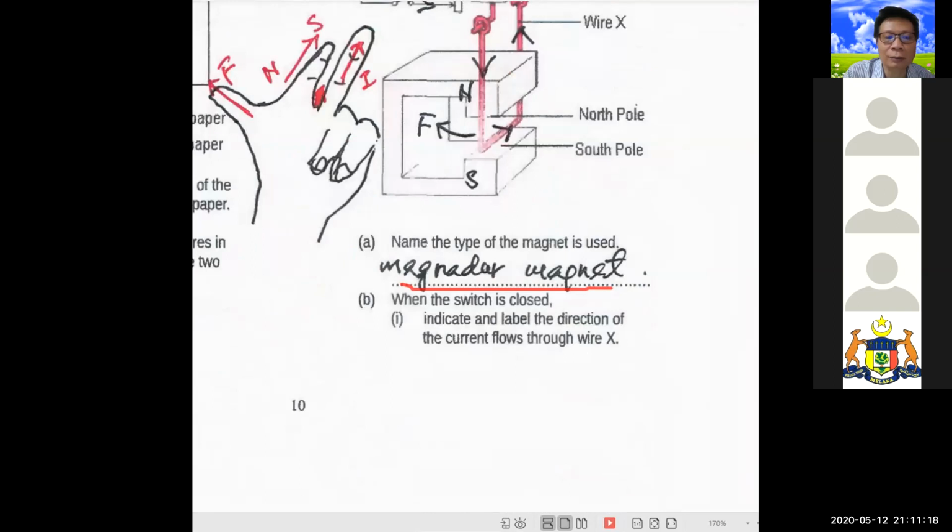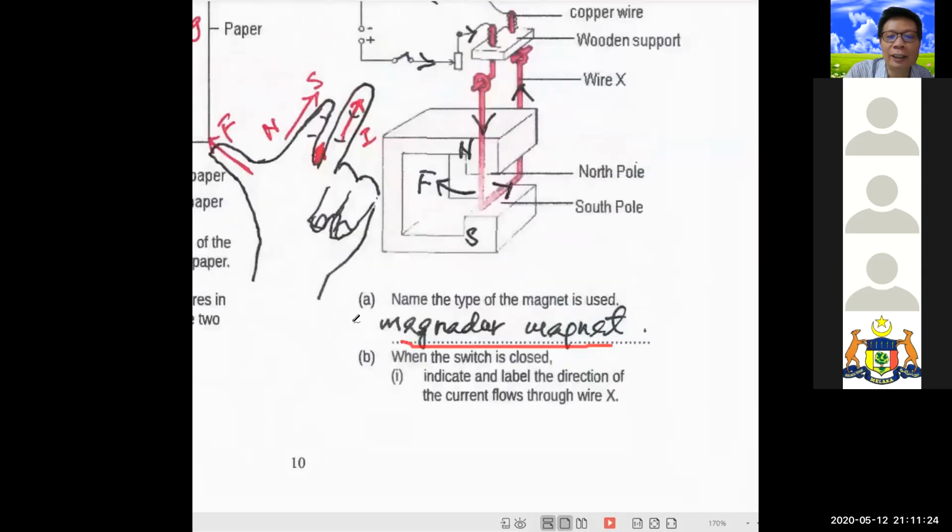Harry Young, are you here? Now? Harry Young? Harry Young, please turn off the mic. Okay, Harry Young, thank you. You are here, lah. Yes.